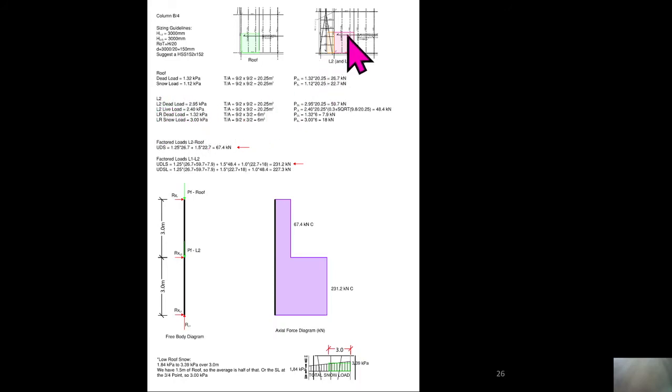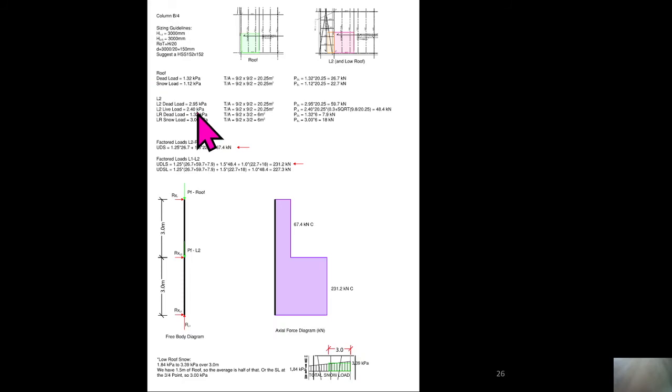Level 2, we had some of the level 2 floor and then some from the low roof acting on it. So if we add up all the level 2 dead loads, we get 2.95 kPa, and it is acting on an area of 20.25. So we can calculate 59.7 kilonewtons acting on the column from level 1 to level 2 due to the dead loads of this portion of level 2.